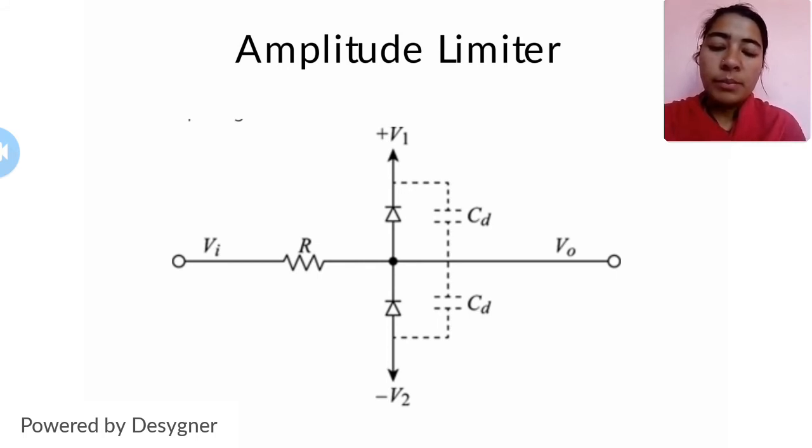In the figure, the amplitude limiting circuit, the diode acts as a clipper. It clips the undesirable magnitude of the output signal. The capacitor acts as a ripple remover for the output signal.